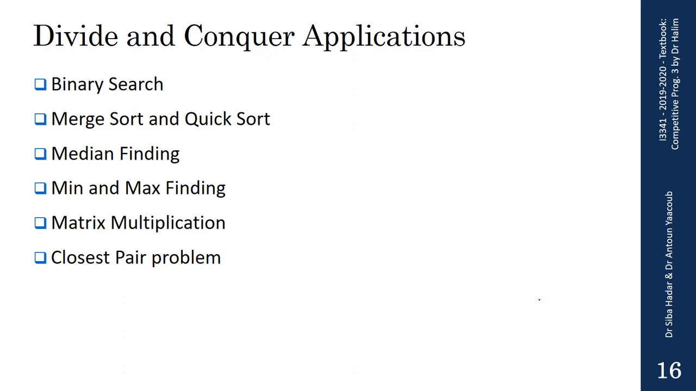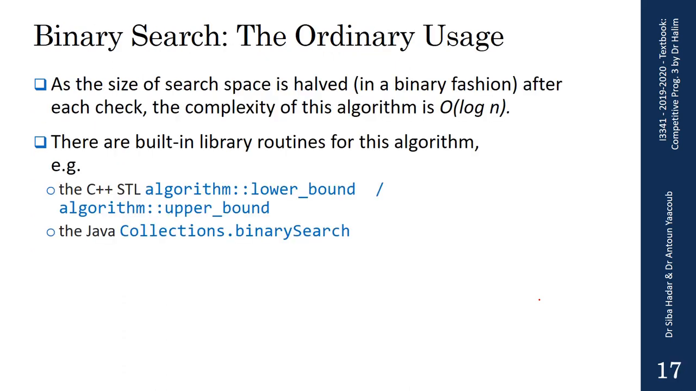So as for the applications, we can use it in binary search, merge sort, quick sort, median finding, min and max, matrix multiplication, and the closest pair. We will see some of these applications later on. As for binary search, we covered it last year. We check the middle one and decide whether to move to the right or to the left, depending on the condition, and the complexity falls into log n.